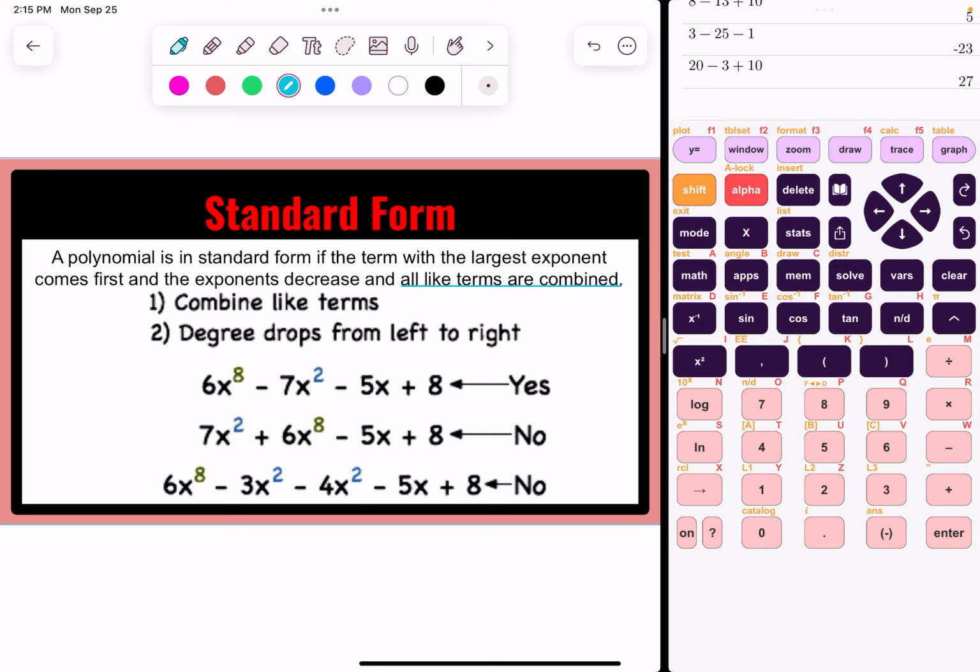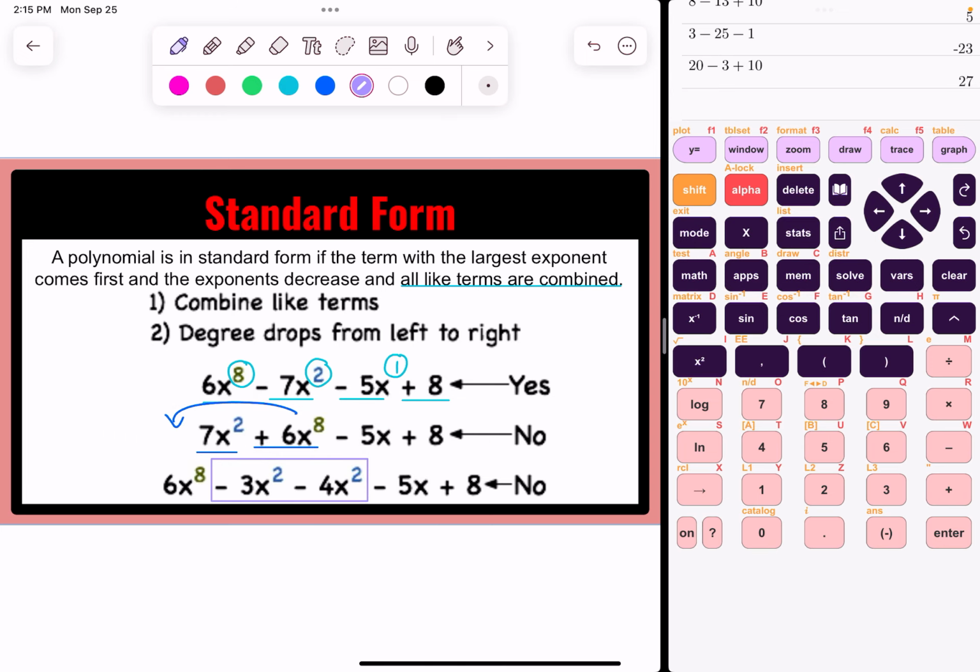All right, so here I have 6x to the 8th, minus 7x squared, minus 5x, plus 8. That is in standard form because I don't have any like terms. I don't have any of the same exponent. And we start with an exponent of 8, 2, then 1, and then our constant. That's good. Now the next one is not in standard form because I have 7x squared and then I have 6x to the 8th. That's no good because I need the biggest exponent to come first. And this next one is not in standard form because these two terms are like terms. They both have the same exponent, and they are not combined.